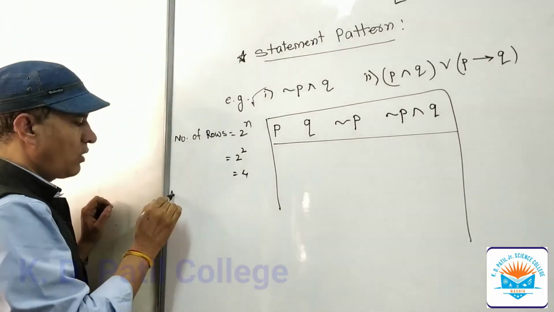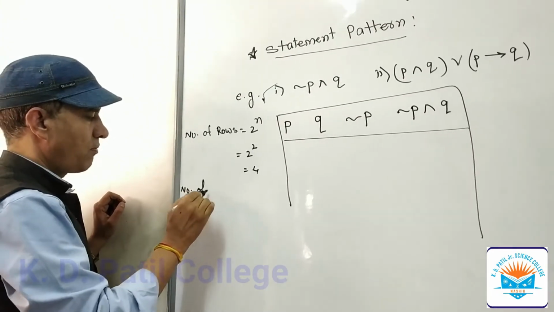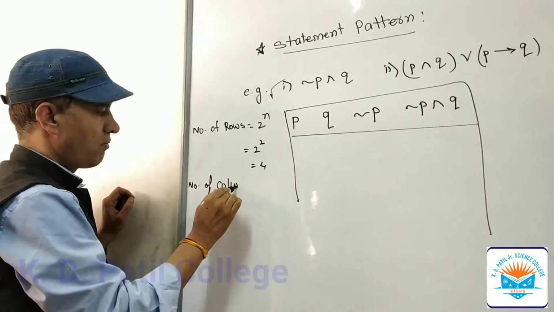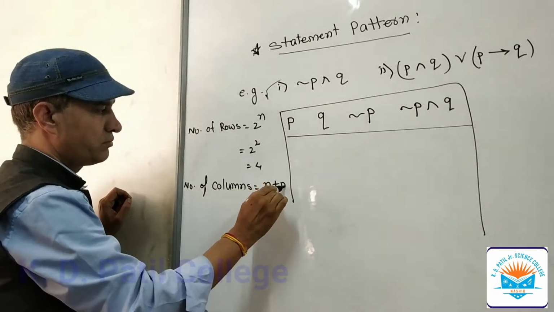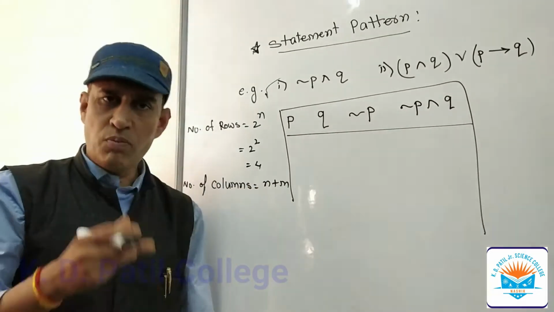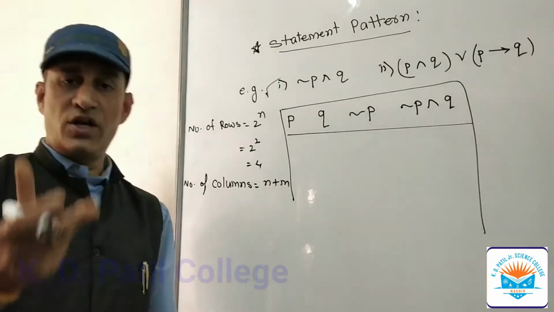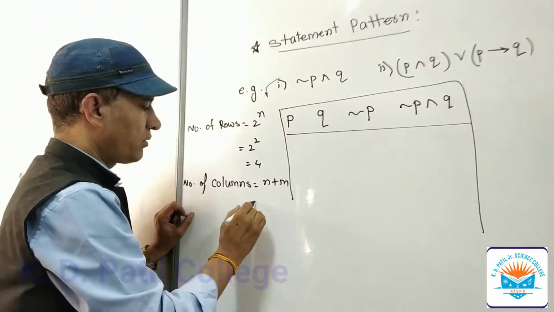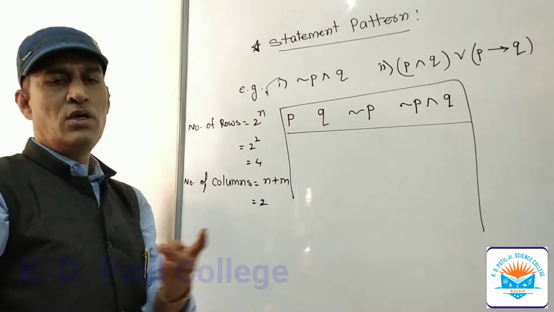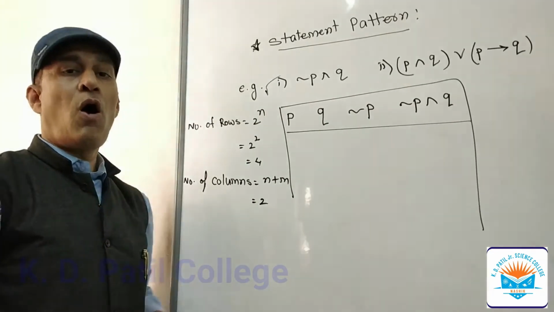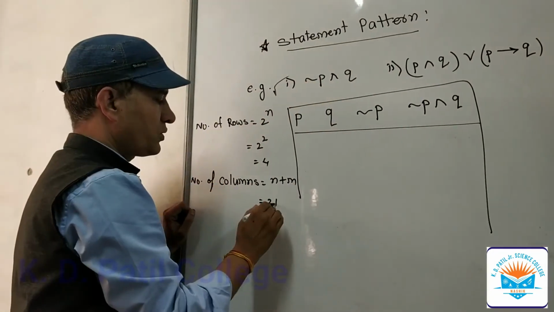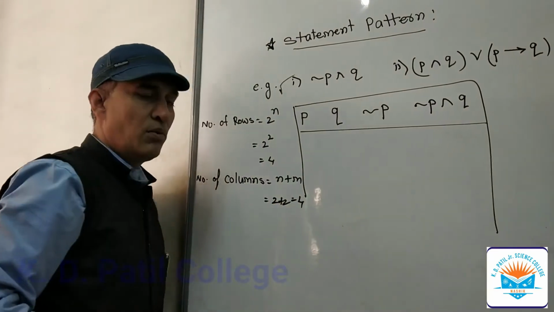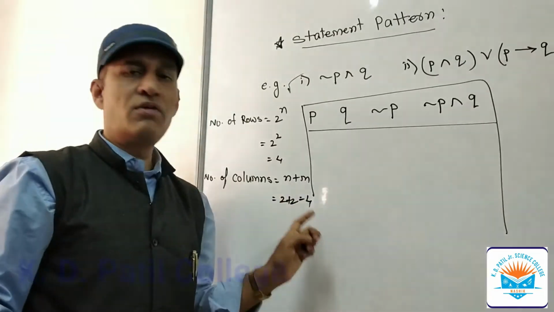Now columns. How can you find the number of columns? The formula is the number of components plus the number of connectives. Look, n is 2 here because P and Q are only 2 atomic statements. How many connectives? 2: negation first and conjunction second. 2 plus 2 becomes 4. It means we have 4 rows and 4 columns.